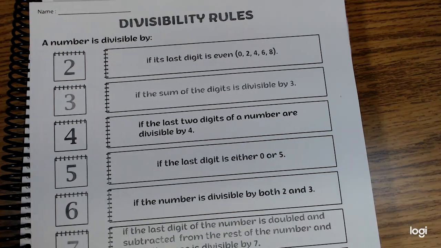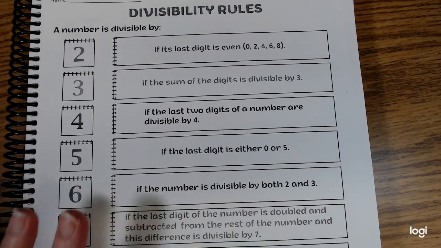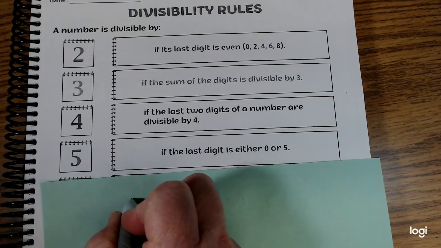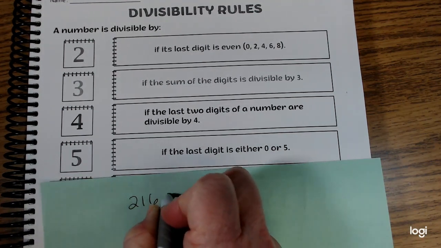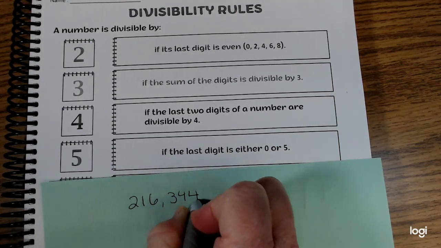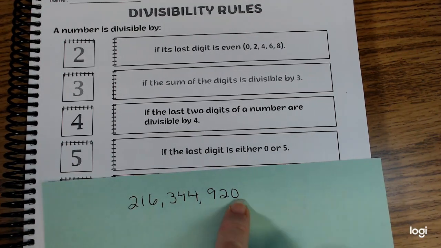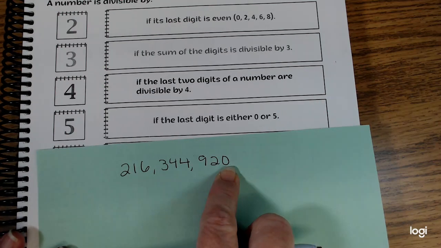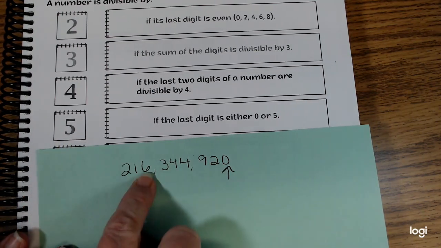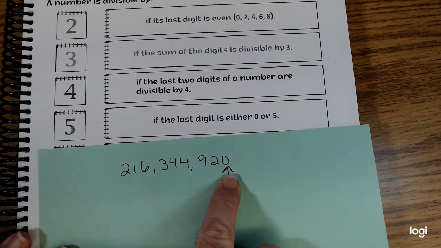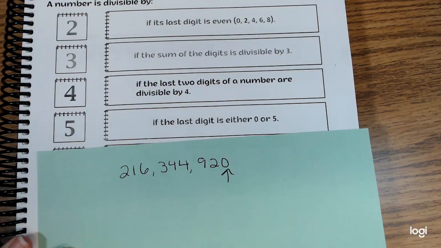All right, let's look at the next one. The next number by 5 says if the last digit is either a 0 or a 5. So it doesn't matter how long the number is. As long as this last digit is a 0 or a 5, the number is divisible by 5. This number would also be divisible by 2 because it ends in a 0.